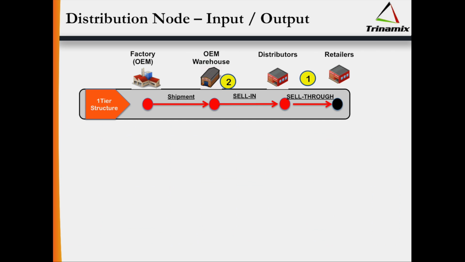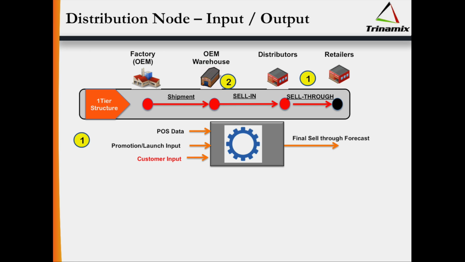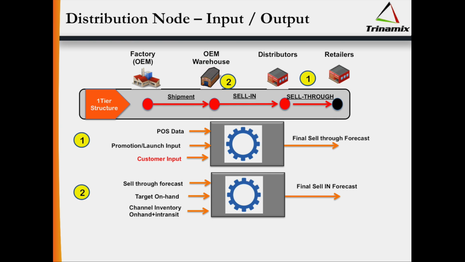For simplicity, let's understand the input and output information for a single-tier case. At first, you take the POS data, promotion, or launch input along with customer input to create final sell-through forecast. Then you take sell-through forecast along with target weeks of on-hand and existing inventory to create final sell-in forecast.